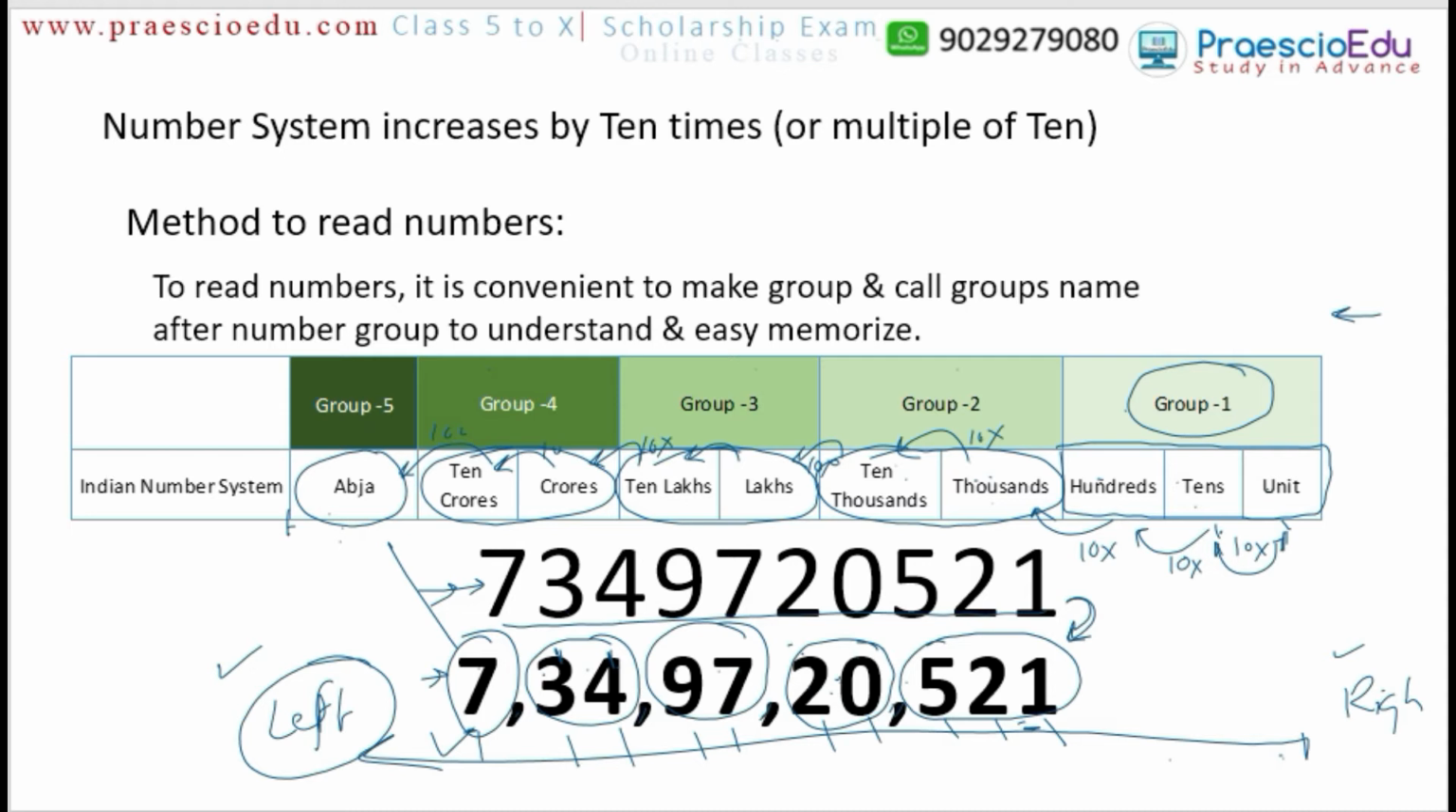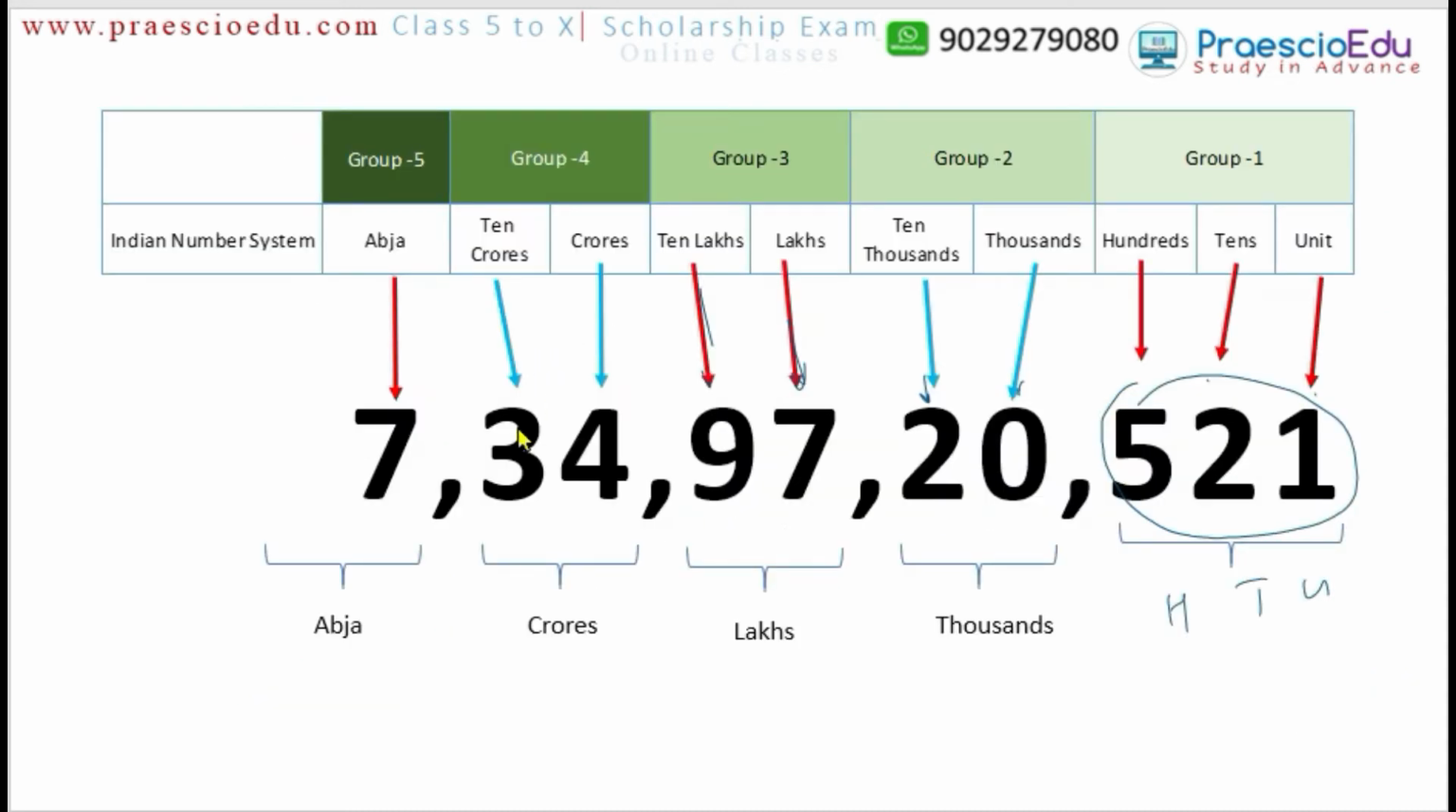Now comes the next slide. Here the same, I make the grouping with the commas also. Now I can easily understand. This one, the fourth group, is the 7 abja. If I write it this way, I can easily understand and read it, like 97 lakhs, 20,000, or 34 crores. How? Because of the commas and the number of groups.